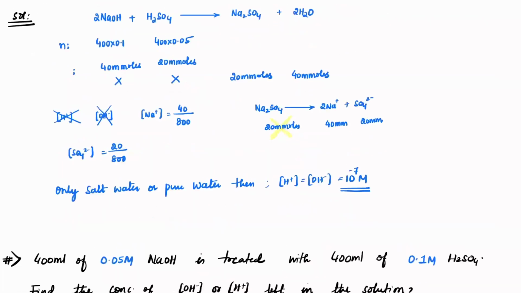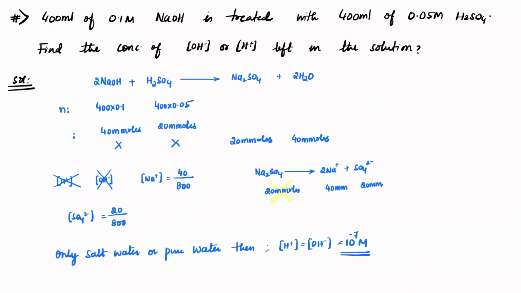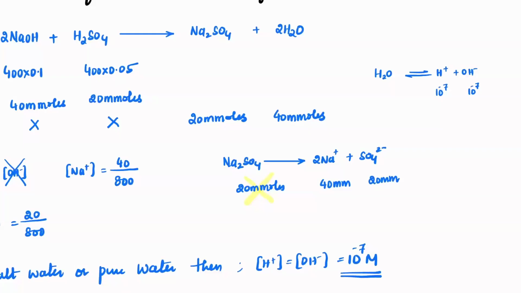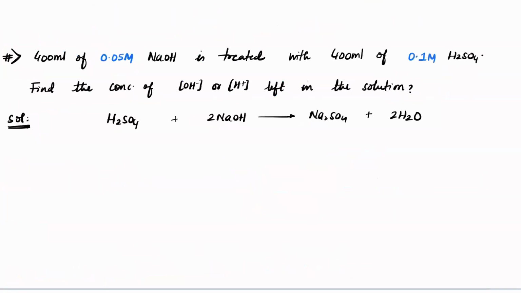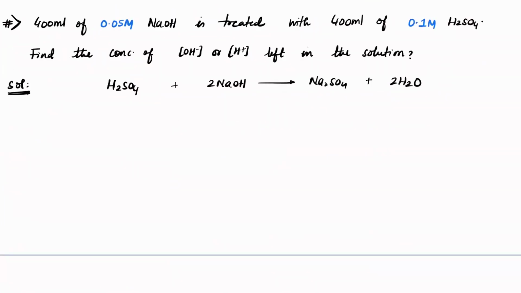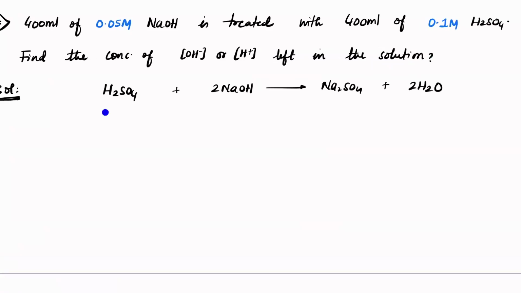Okay. If you wanted to write, just complete this part. Now, let's see this. I have just changed the data in the same question. This time, I have 400 ml of 0.05 molar NaOH that is treated with 400 ml of 0.1 molar H2SO4. Find the concentration of OH minus or H plus left in the solution. So notice H2SO4 plus 2 moles of NaOH giving Na2SO4 plus 2 moles of H2O.